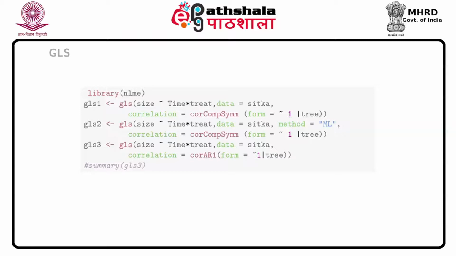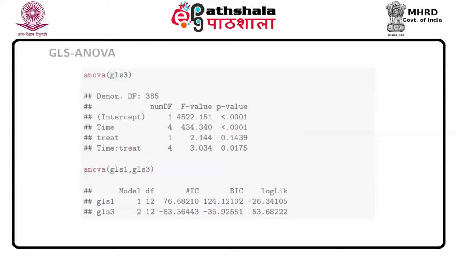The main difference between GLS and GEE is that GLS computes the parameters or the inferences based on likelihood, while if we use weighted least squares using the GEE function, the parameter estimates are not from the likelihood but from minimization of the residual sum of squares. So to make a choice of the models, we can use the ANOVA function.